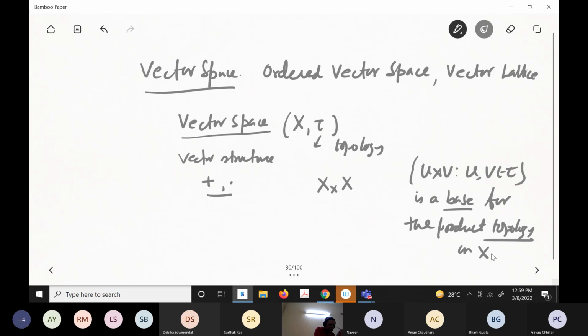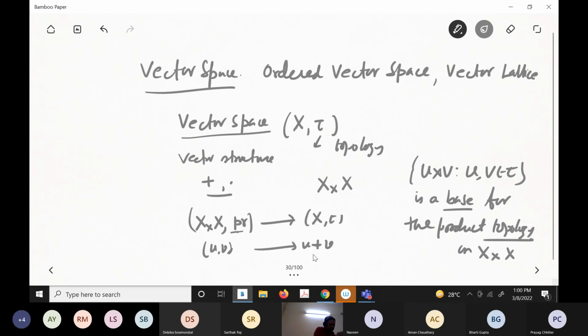Now the expectation is that I have the product topology here. For the product topology you just write PR. So from X cross X, I have the function sending (u, v) to u plus v. I am taking the product topology on X cross X. Right now, for the map it is not there. Okay, so this is a well-defined function.